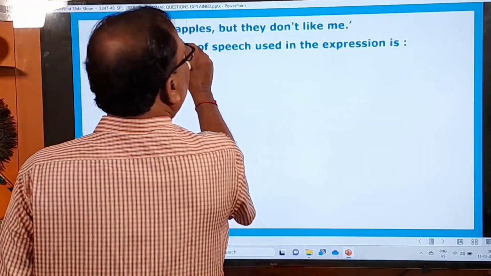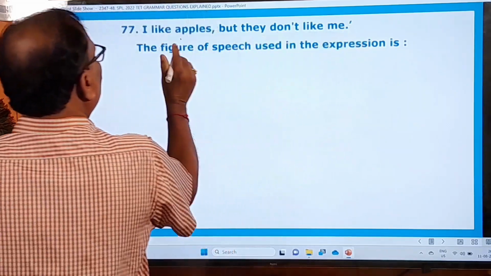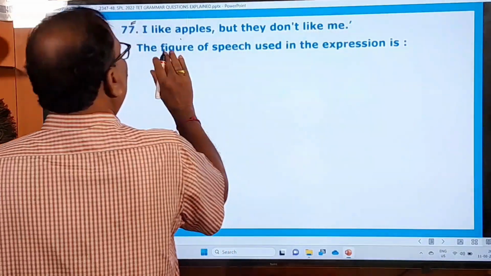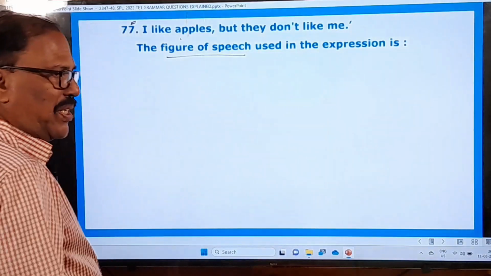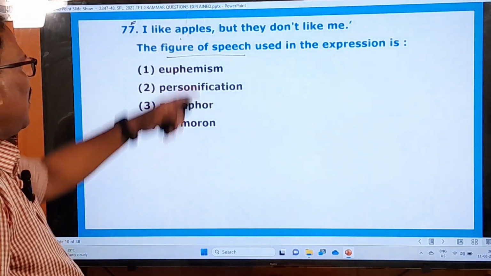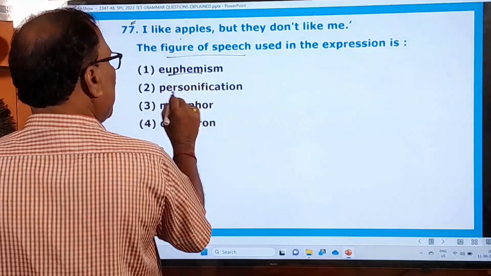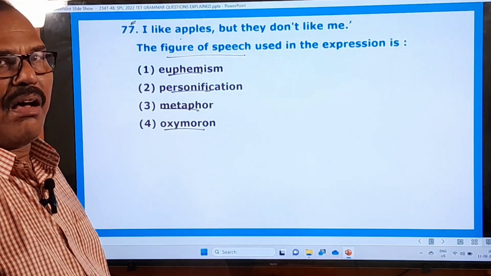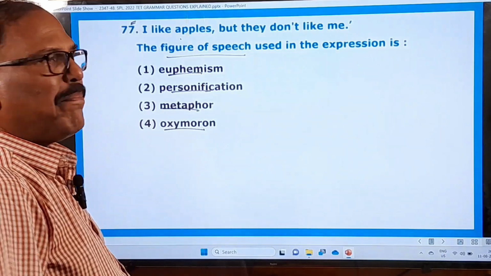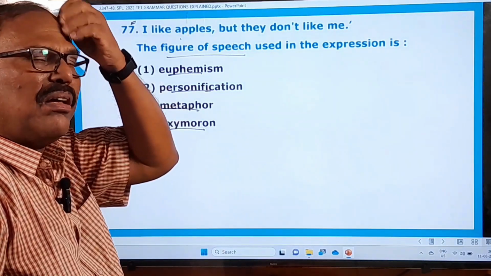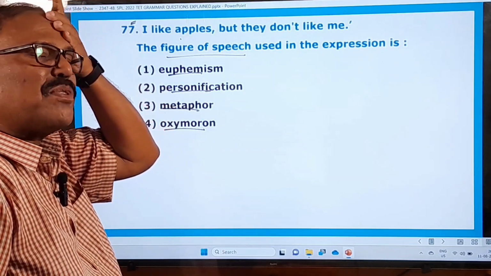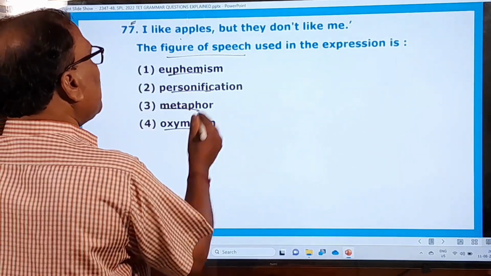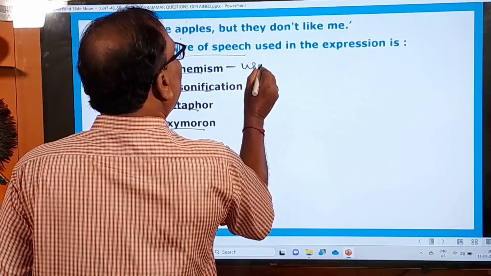77th one. I like apples, but they don't like me. This is the statement. The figure of speech used in the expression is... What is the figure of speech used in this? Euphemism, personification, metaphor, oxymoron. See, you are going to be questioned on figures of speech also. Please therefore keep all the figures of speech in your mind, right? And euphemism means what?